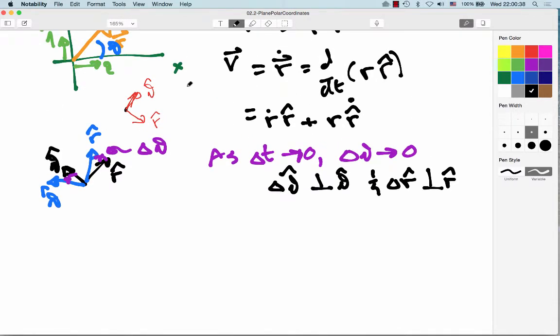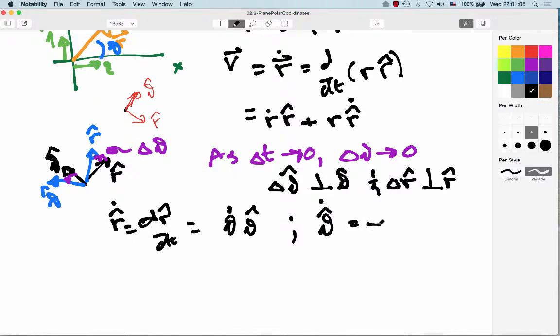Okay. So what we get out of this is that my r hat dot, or that's d r hat dt, will be equal to theta dot theta hat. And similarly, theta hat dot will be equal to minus theta dot r hat. See, this is my negative r hat direction, so we're perpendicular that way. This is in the theta hat direction, so we're perpendicular that way. And the rate of change is equal to theta dot.